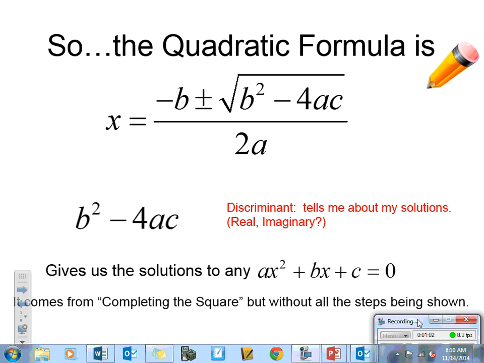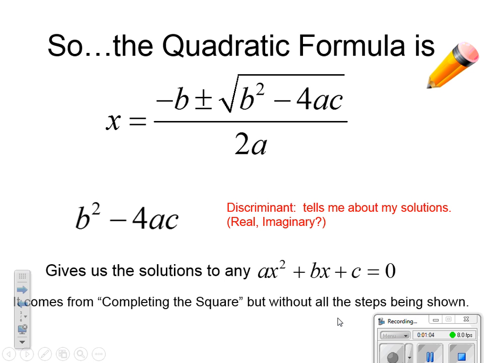So how did the quadratic formula come about? Well, if you want me to give you the proof in class, ask me, okay? I'm not going to do that, but basically it comes from completing the square. But I'm not doing all the steps. Like I said, if you want me to prove it to you, just ask me and I'll prove it to you.